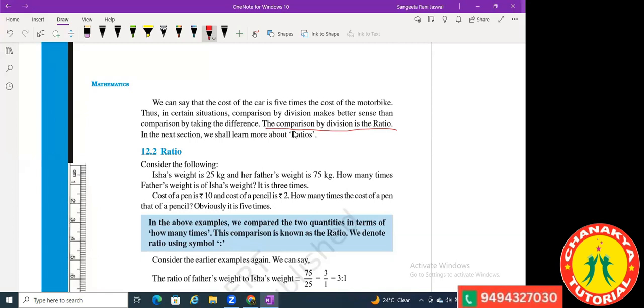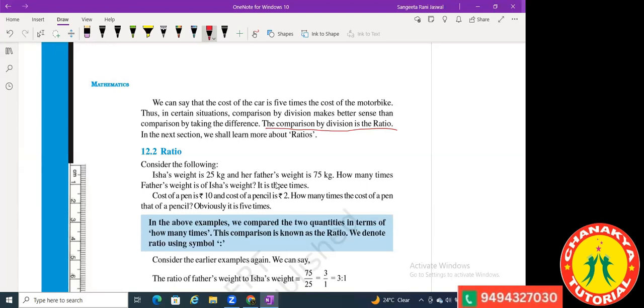Now, suppose in this example, Isha's weight is 25 kg and her father's weight is 75 kg. Now, both the weights are in kilograms. So what will be the ratio here?